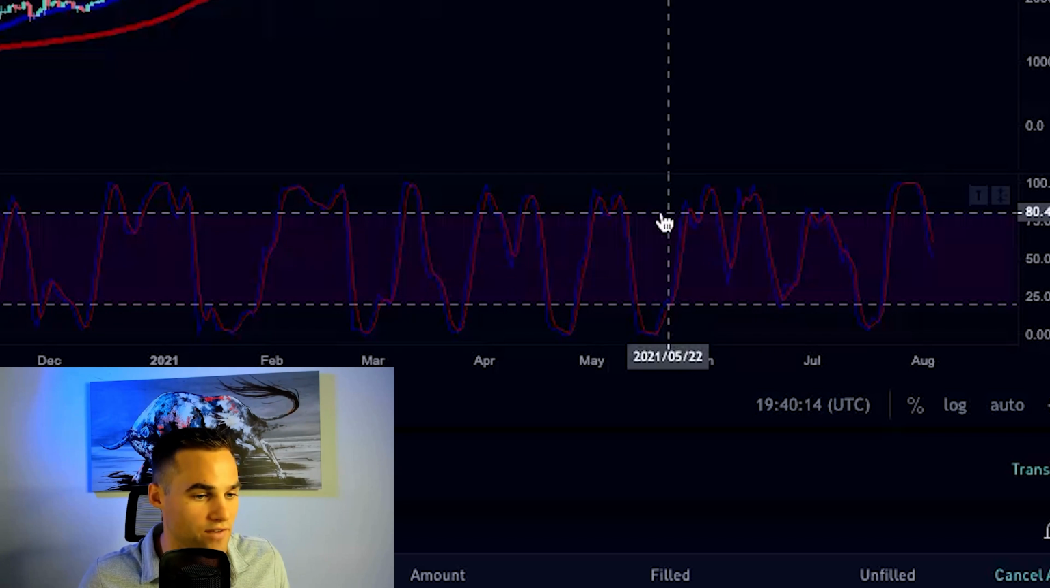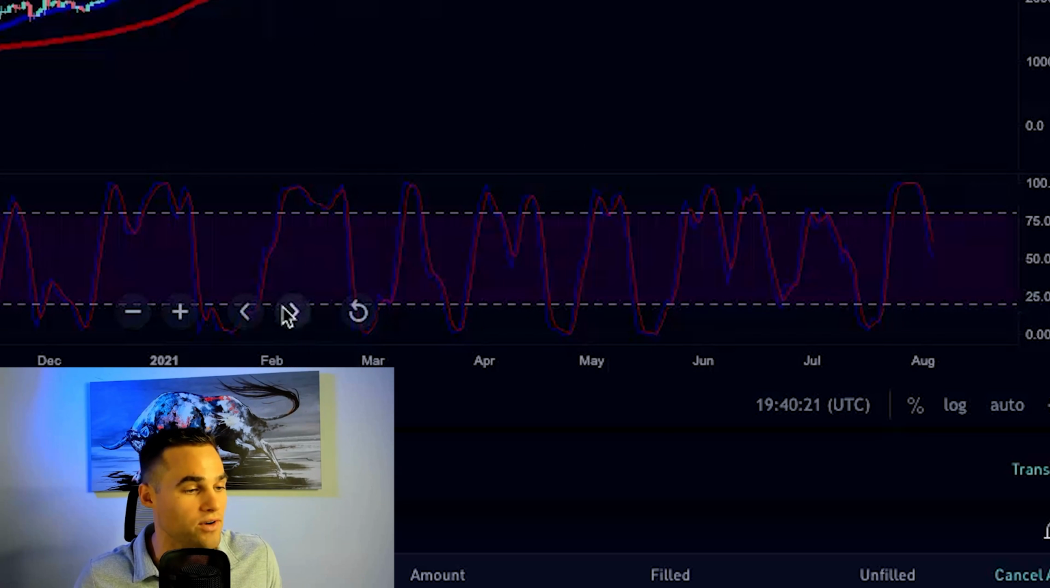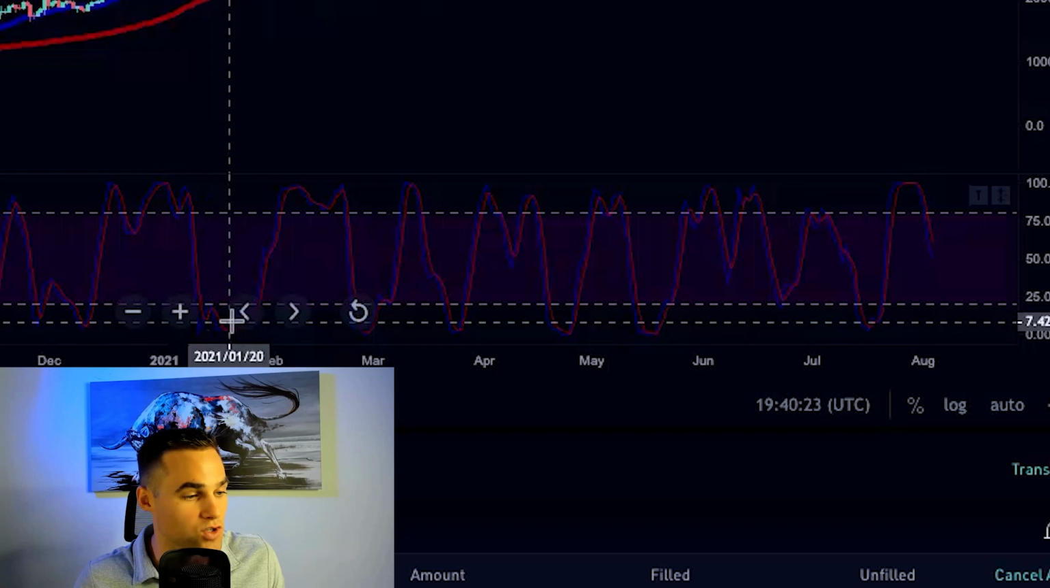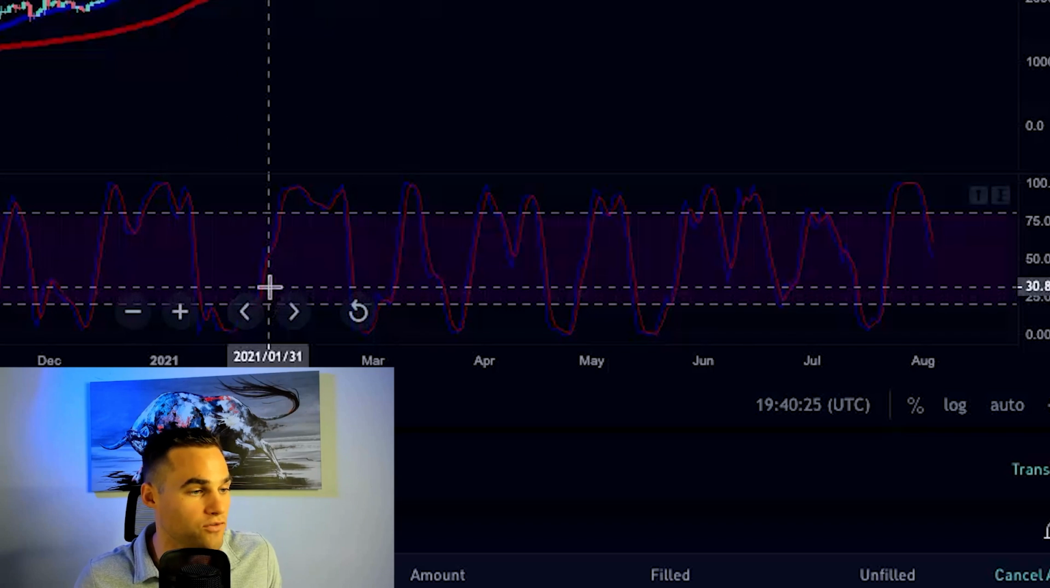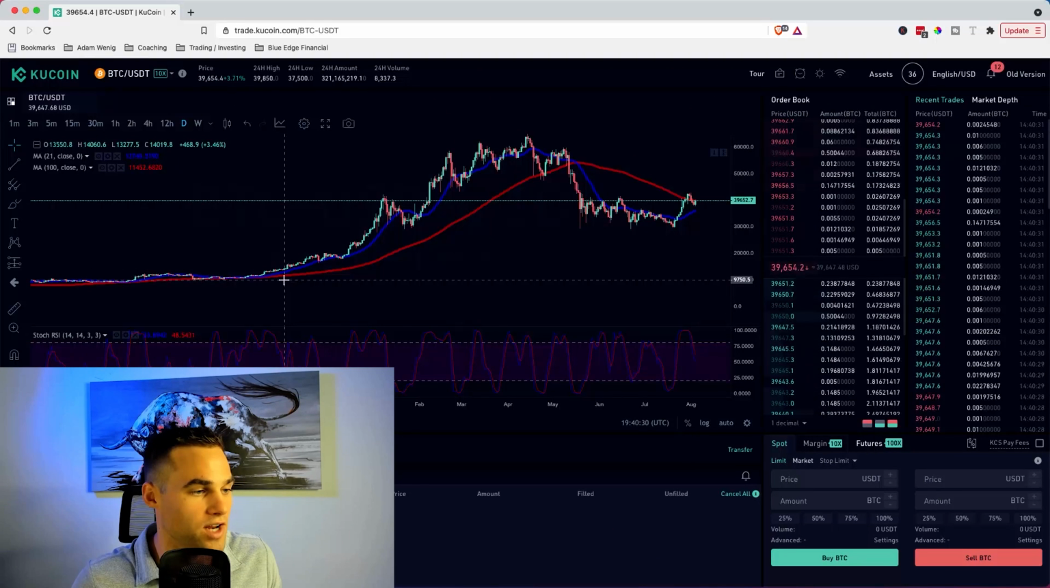If it's over 80, this is considered overbought, which means that price is likely to fall down. If it's down below here, this means that it's oversold, which means you should likely be looking for buying opportunities. So you can use these two in conjunction to get good entries into the market.